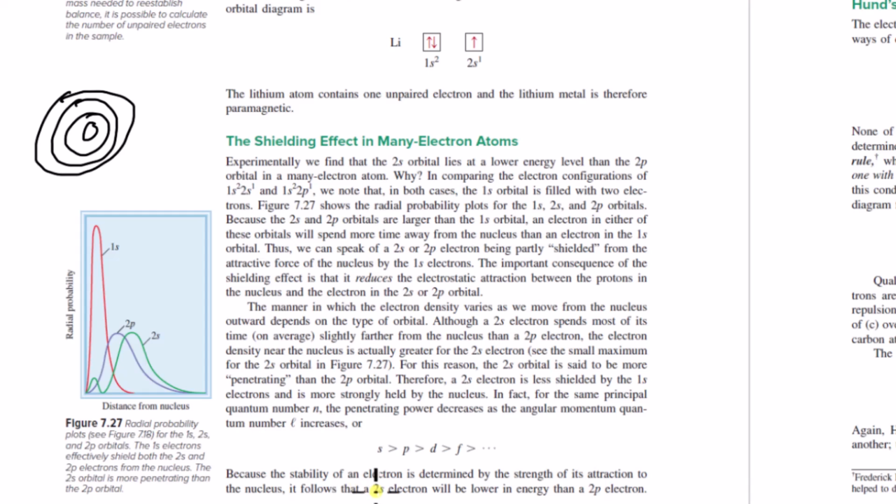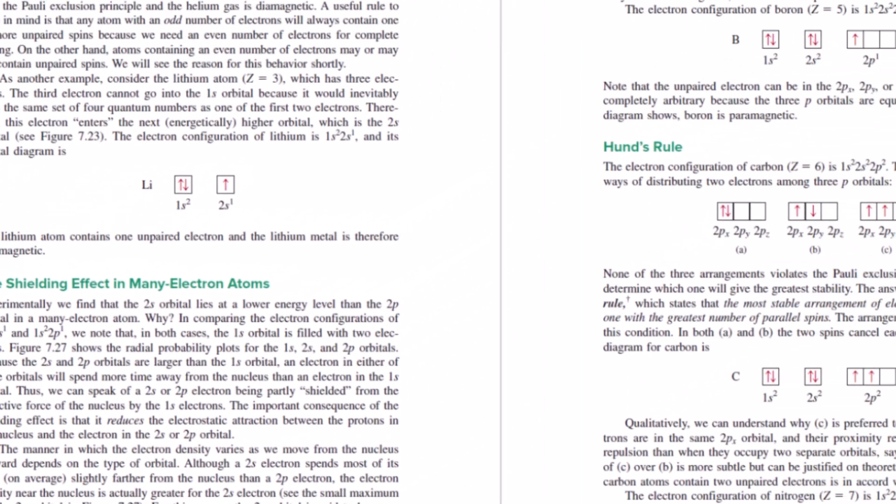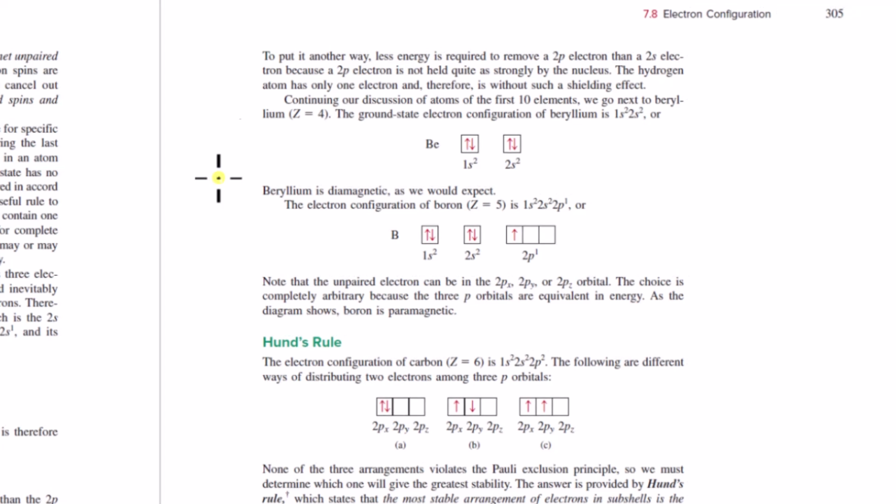Because the stability of an electron is determined by the strength of its attraction to the nucleus, it follows that a 2s electron will be lower in energy than a 2p electron. To put it another way, less energy is required to remove a 2p electron than a 2s electron because a 2p electron is not held quite as strongly by the nucleus. The hydrogen atom has only one electron and therefore is without such a shielding effect.